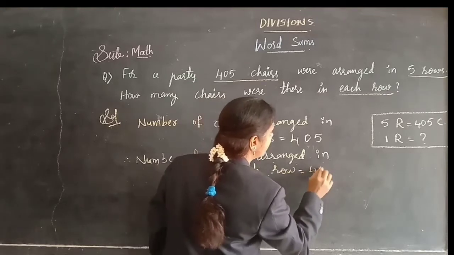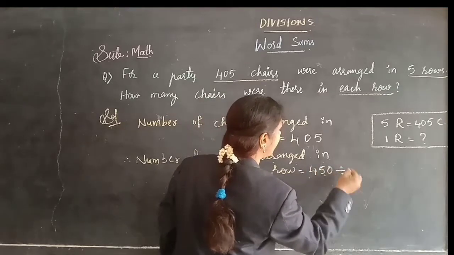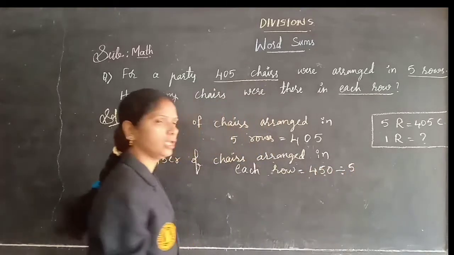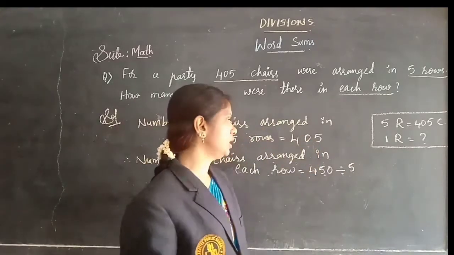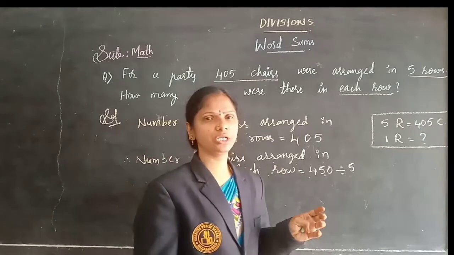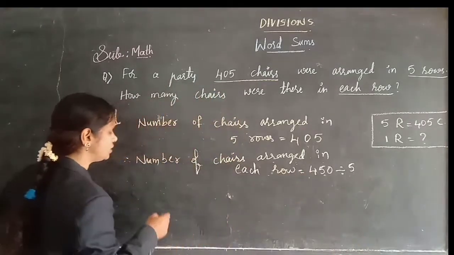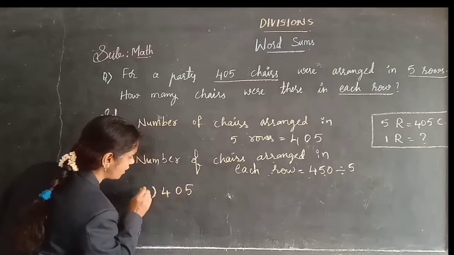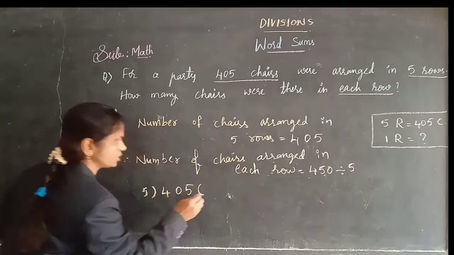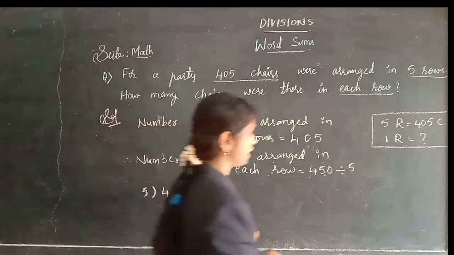So 405, you divide by 5. Okay, the total chairs you divide by the total number of rows here. So you will get how many chairs are arranged in one row. Let's do the division, children. 405 we are dividing by 5, the 5 table, children. Here let's write the 5 table.